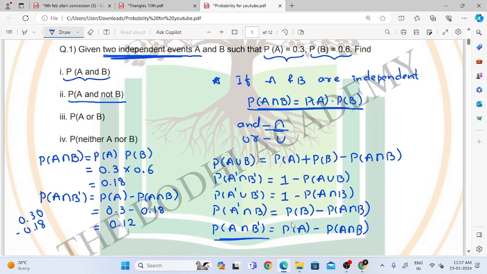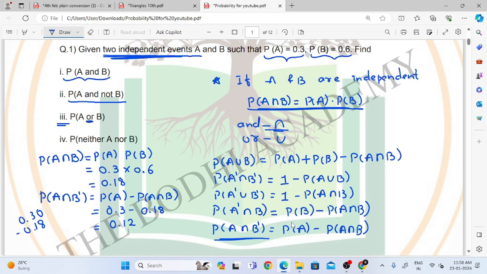Remember one thing, in this chapter you won't get an answer in the negative because probability cannot be negative. So the answer of a probability you will always get positive. So 0.3 minus 0.18, you can also check, 30 minus 18 is 12. So 0.12. Now the third question, P of A or B.